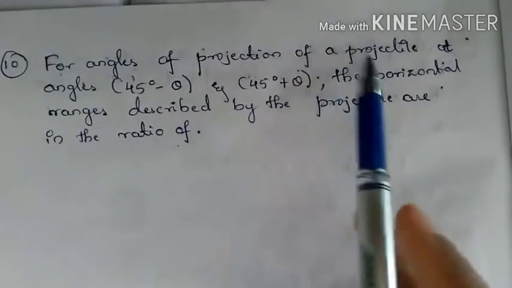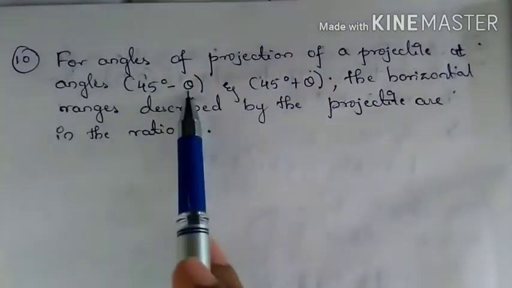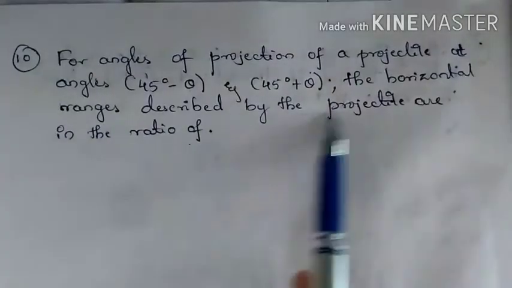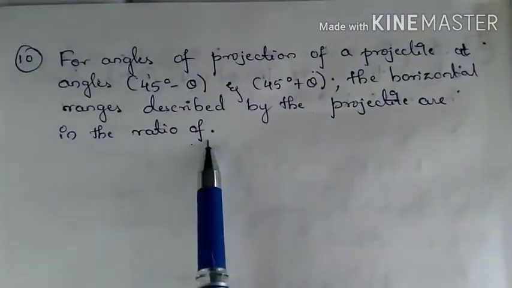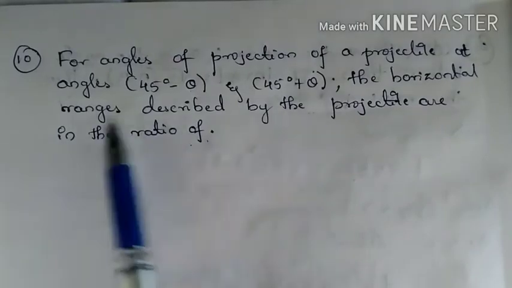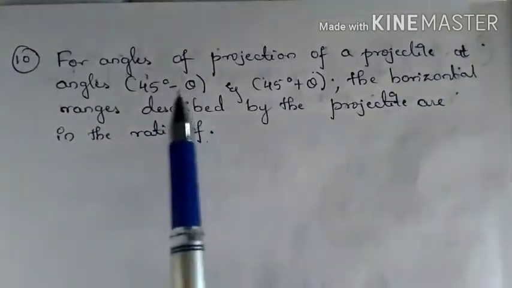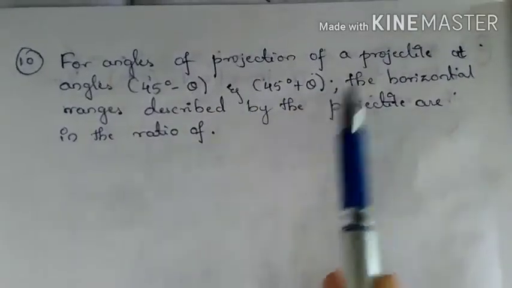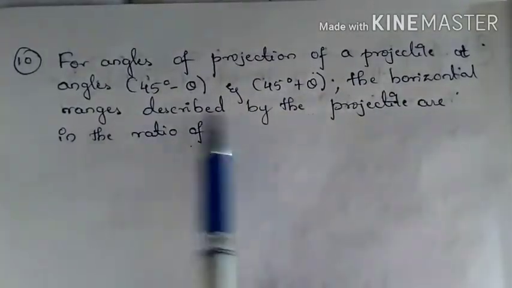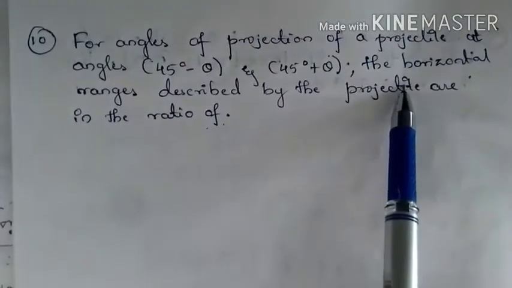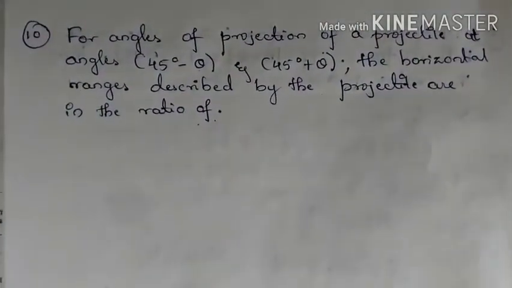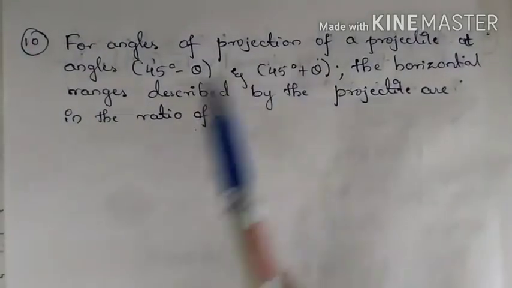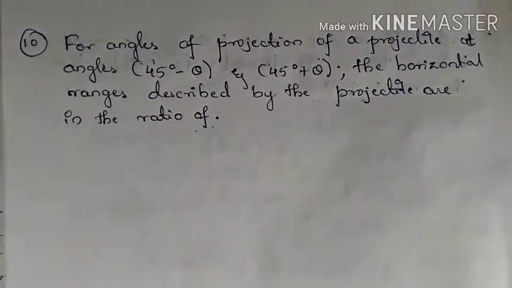Angles of projection of a projectile at angles 45 degree minus theta and 45 degree plus theta. The horizontal ranges described by the projectile are in the ratio of. So what is it telling? The angles of projection of a projectile are 45 degree minus theta and 45 degree plus theta. Next, the horizontal ranges described by the projectile, if we calculate the ranges for these two angles, what ratio do they give, he asks.